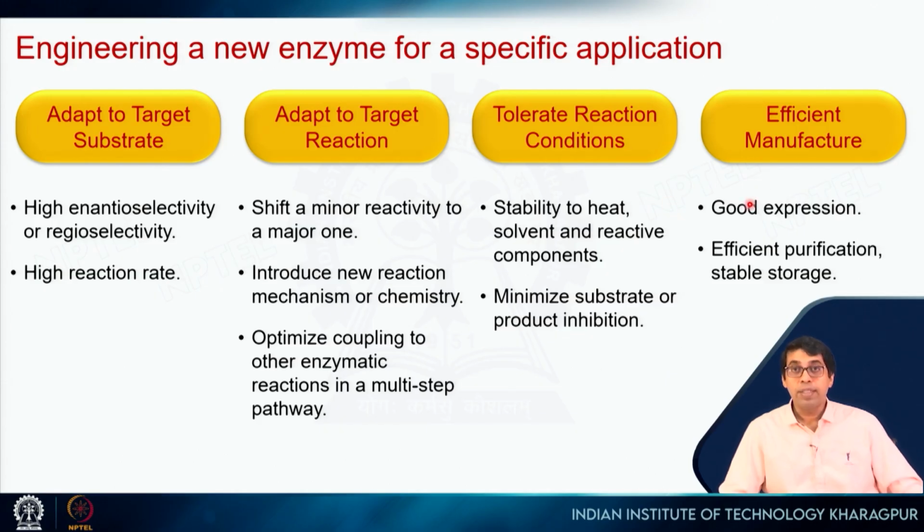Finally, the enzyme that you are going to produce should have good expression. We will see this in more detail when we talk about recombinant DNA technology. Most probably you are going to make your enzyme in some organism like bacteria, right? So there you will need the enzyme to be produced with very good expression, very good yield. It should be very easy to purify and it should have very stable storage conditions, right? So for all of these, certain engineering aspects might be needed.